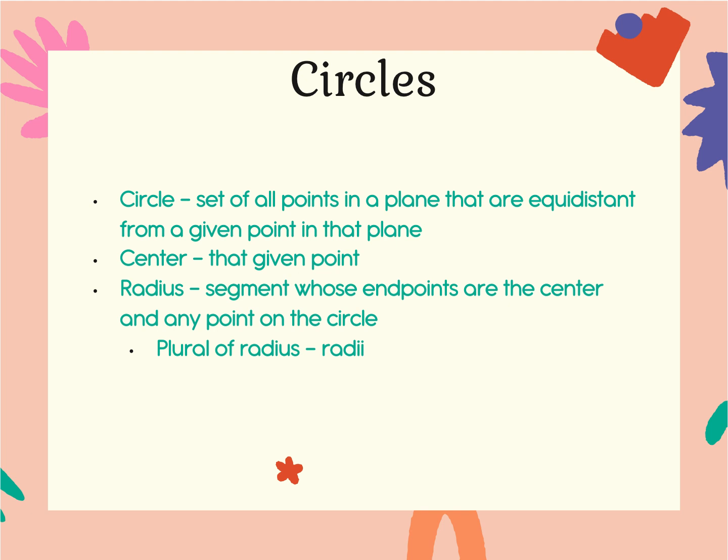Looking at the next one, radius. A radius is a segment whose endpoints are the center and any point on the circle. So you have to know what a radius is. Please do not get this mixed up with diameter. It's from the center to any point on the circle. If you have more than one radius, it's called radii. That's the plural version.